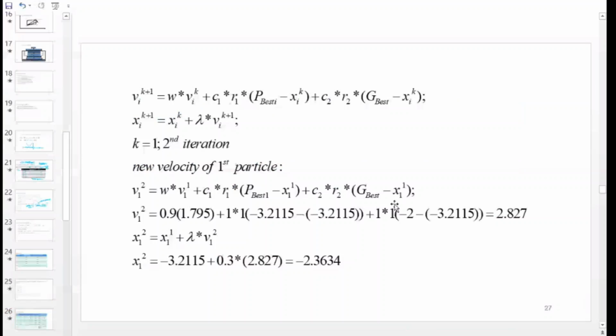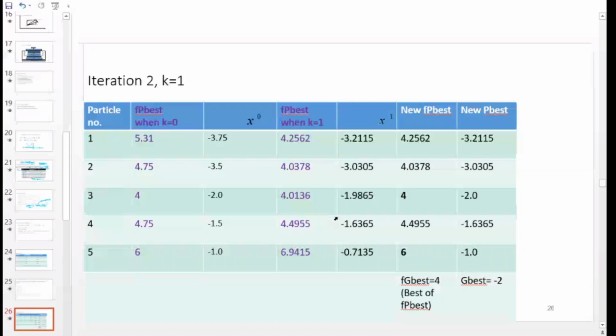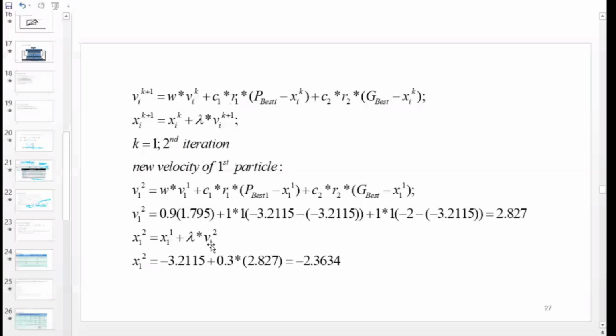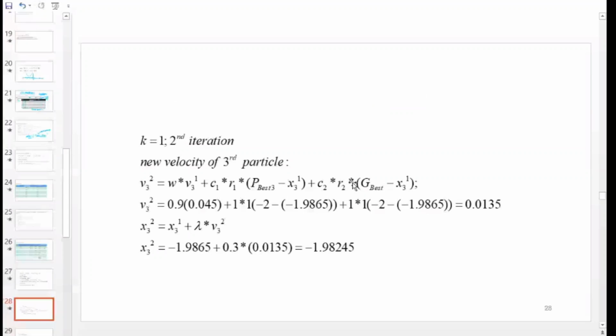Then again the current position is subtracted from the g-best particle's position. So what is g-best at the end of iteration 2? G-best is minus 2. So minus 2. So you obtain the new step length as this, and the new position is equal to the current position at the end of the first iteration plus the velocity, so the new position of the first particle. So apply this rule for all the remaining particles, and you obtain the new values of x, right?